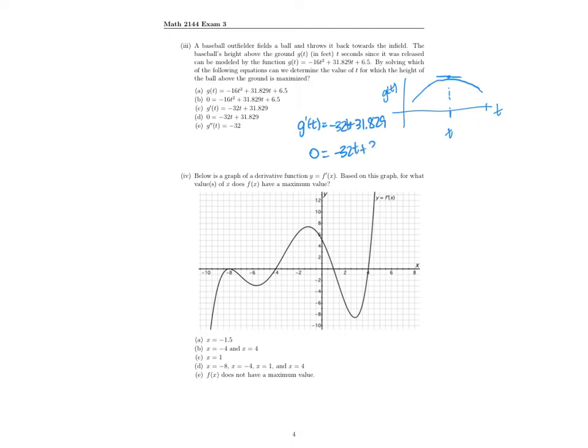T plus, that's this one. If we set it equal to 0 and solve for t, that'll tell us the time when that maximum is reached.